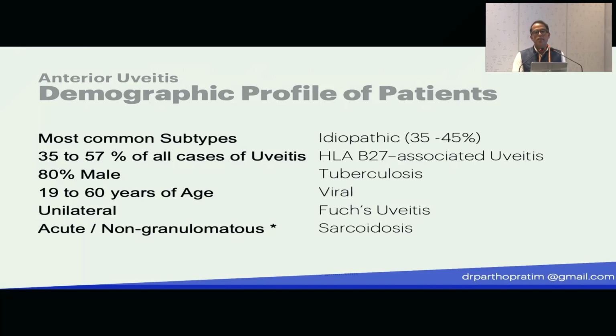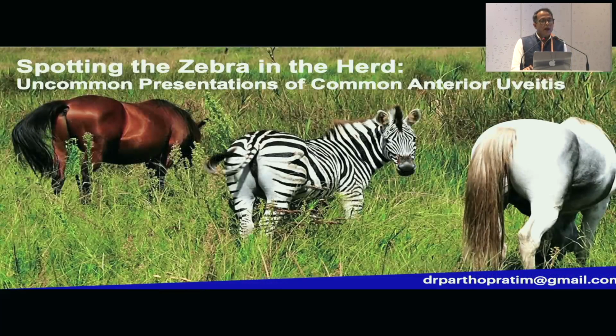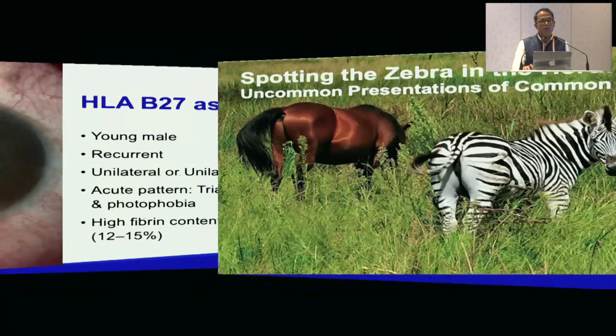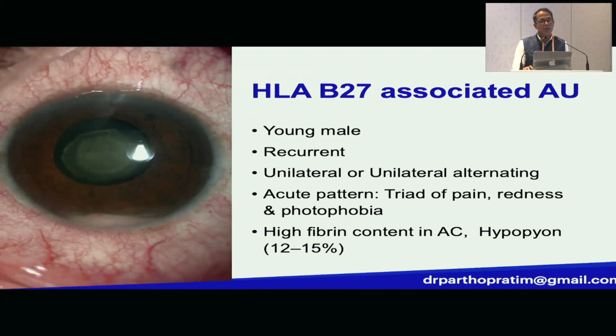I'll be showing a few case scenarios which will help you to understand why we have kept the title anterior uveitis is not so easy. Sometimes you need to spot the zebra in the herd, because it's very important to understand that there may be an uncommon presentation of common anterior uveitis. So one such entity is HLA-B27 uveitis. All of you know that it predominantly affects young males, is recurrent in nature, and is characterized by pain, redness, photophobia, with a high fibrin content in the anterior chamber and hypopyon.